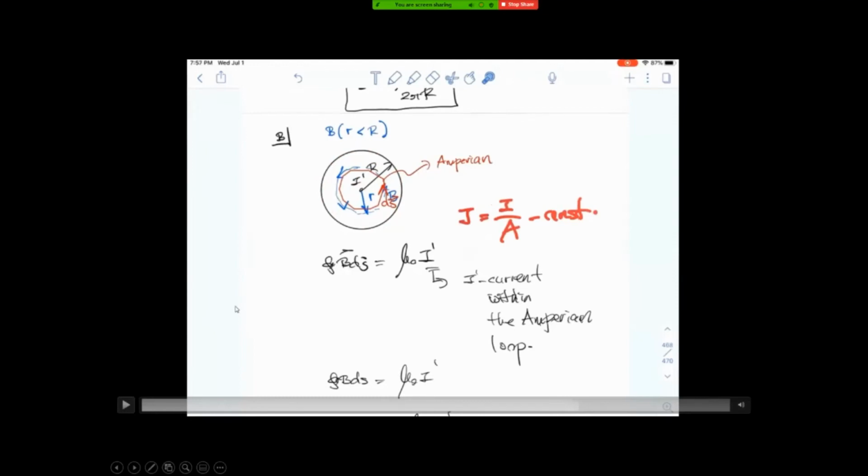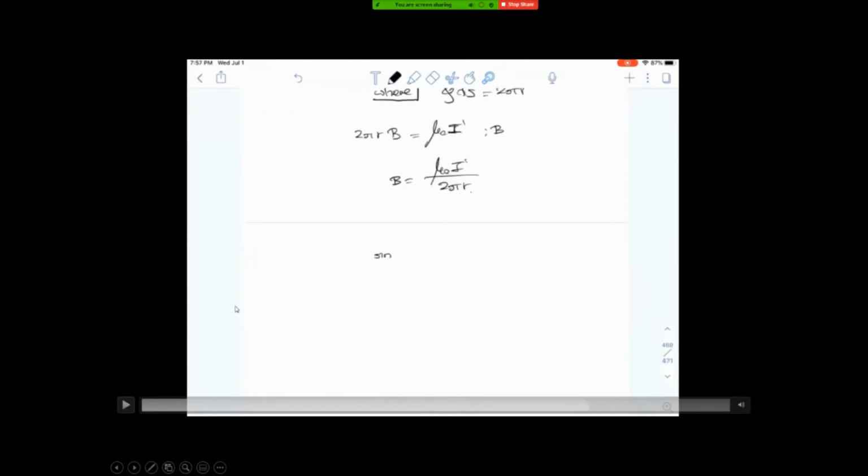The current per area is known as current density. It has to be constant. If it is constant, then this is a solvable problem. If it's not constant, then we wasted a lot of time. We just play with math and then waste a bunch of time. That's the extent of it.